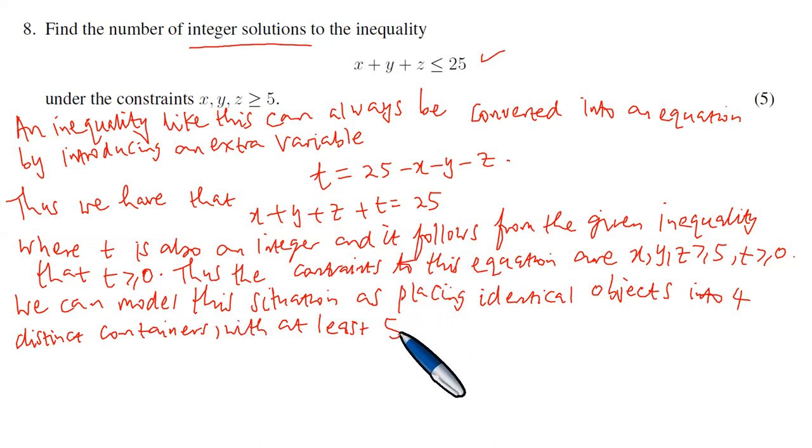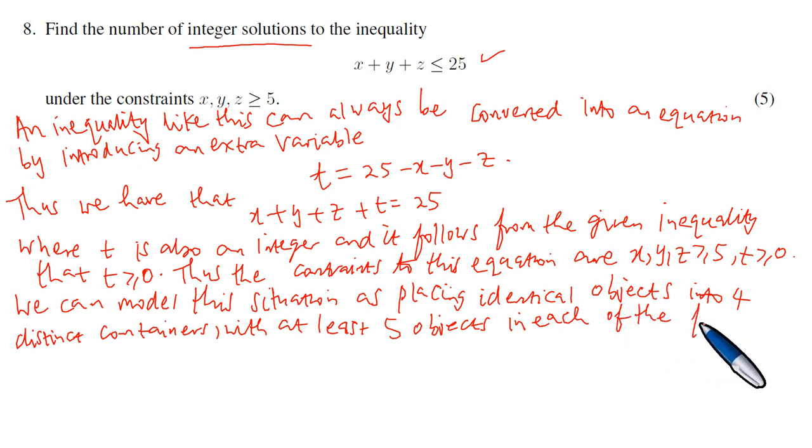We can model this situation as placing identical objects into four distinct containers, with at least five objects in each of the first three containers.